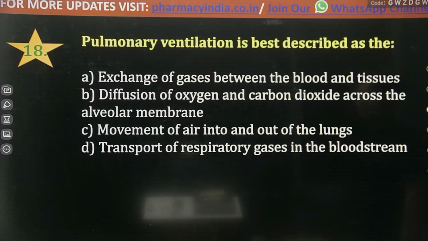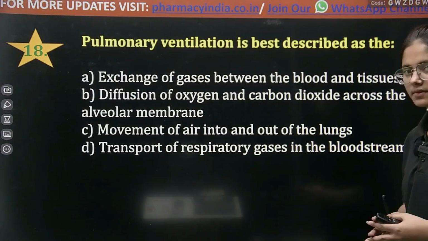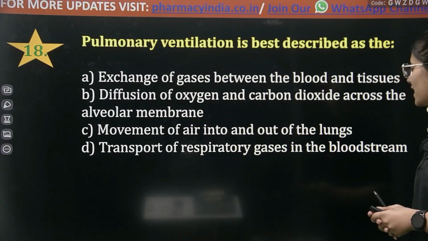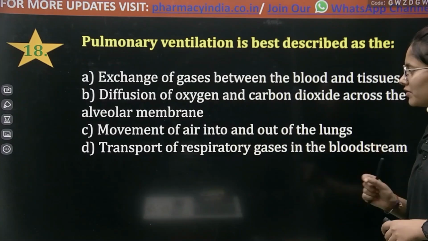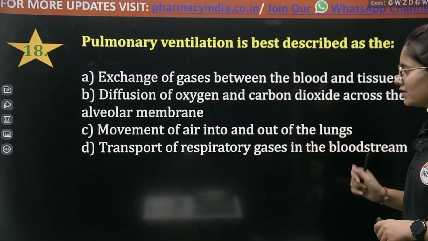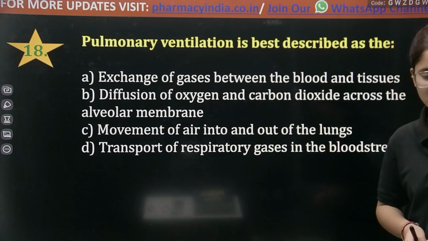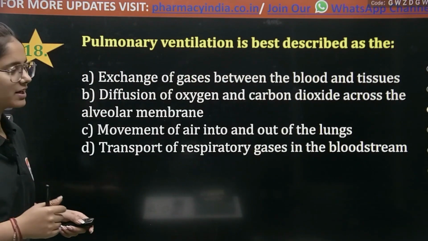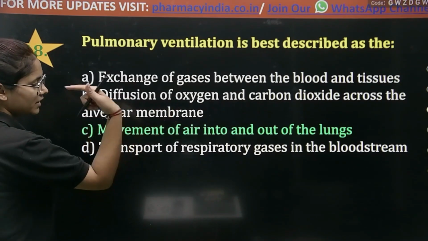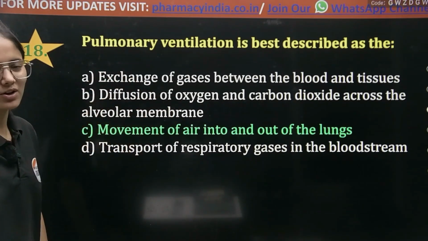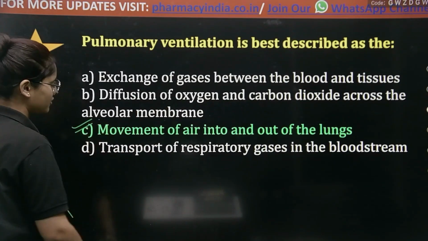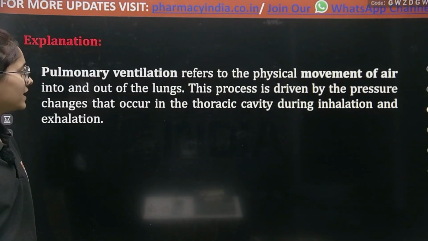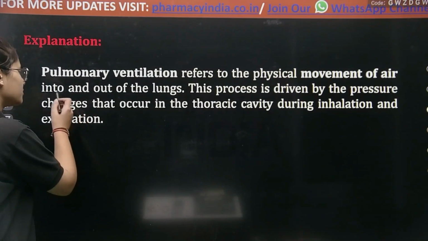Pulmonary ventilation is best described as the exchange of gases between the blood and tissues, diffusion of oxygen and carbon dioxide across the alveolar membrane, movement of air into and out of the lungs, or transport of respiratory gases into the bloodstream. Pulmonary ventilation is simply the process of inhalation and exhalation that occurs between the atmosphere and your lungs. Option C, movement of air into and out of the lungs, is the correct option.